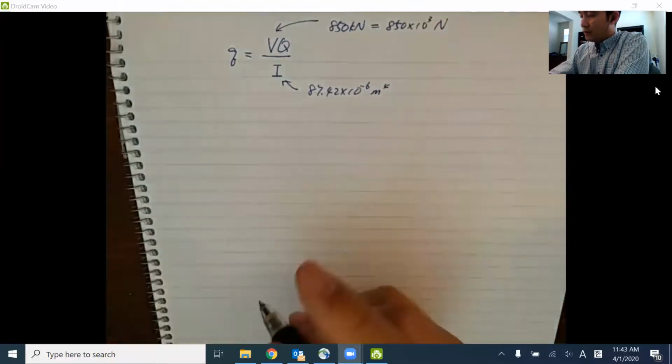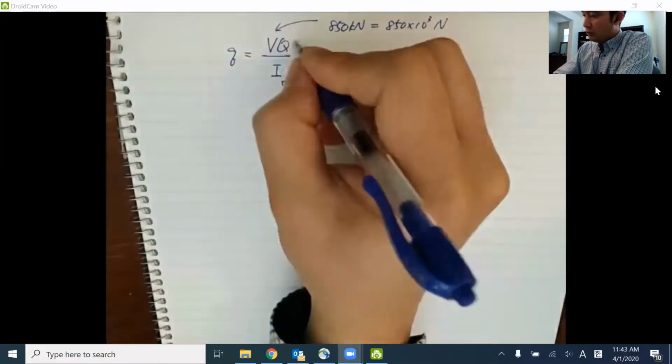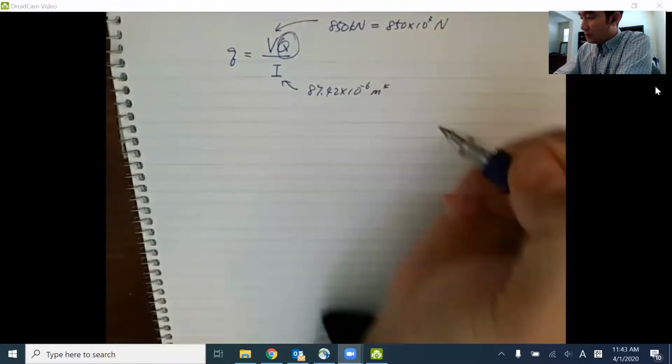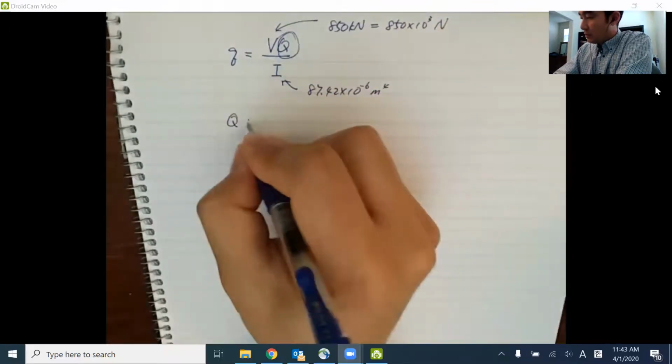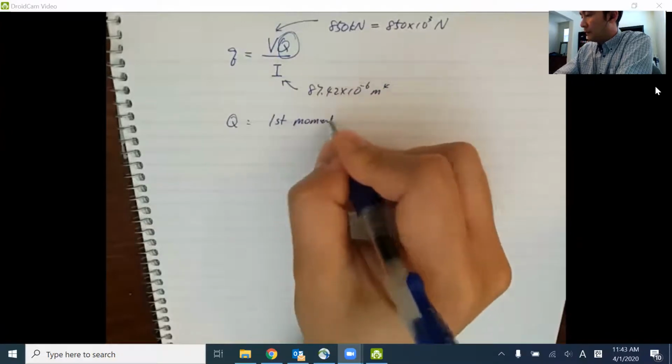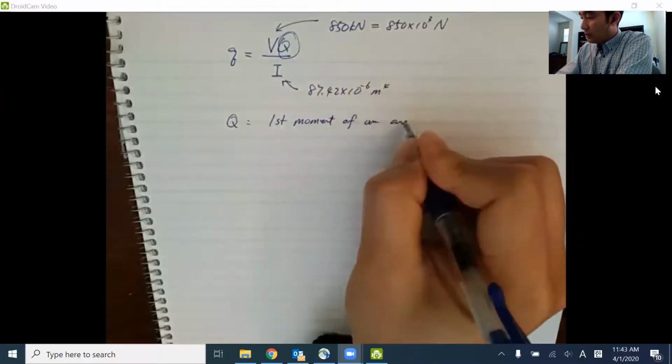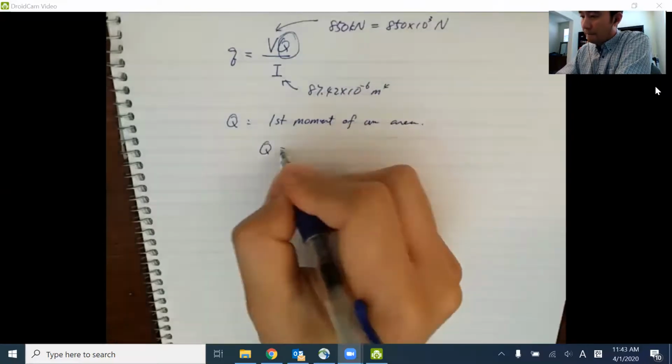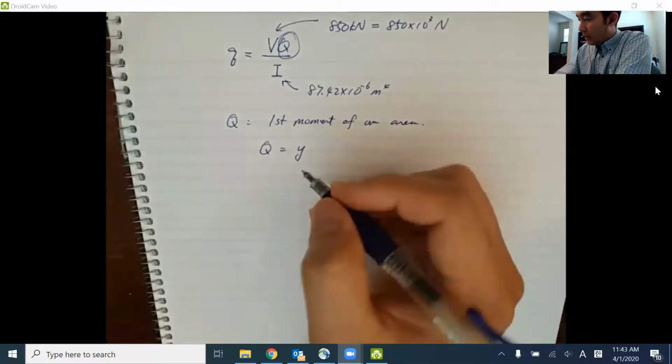The only thing left is this Q. And again, Q is a first moment of an area. And we can calculate Q as y bar times A prime.